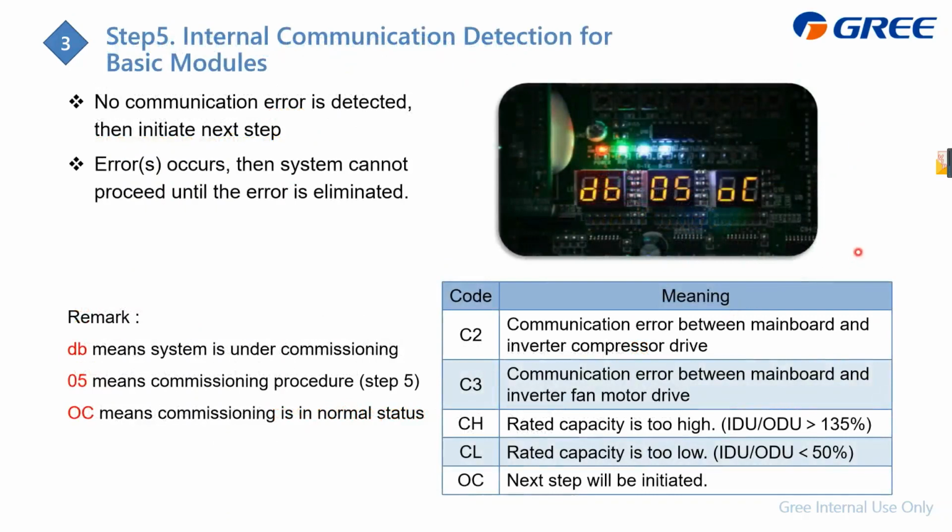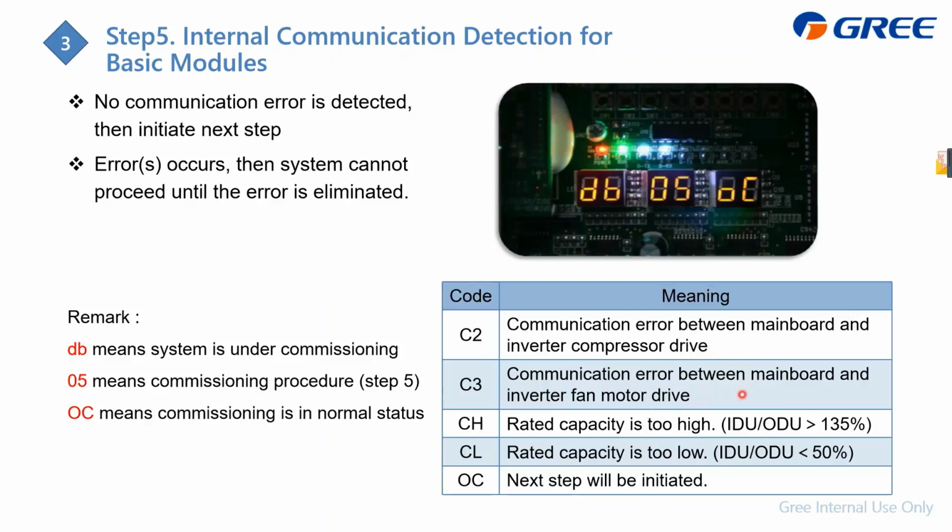For step 5, the unit detects the internal communication for the module. It means under step 5, the unit detects the communication of the outdoor unit, like the communication between the mainboard and the compressor drive board, and between the mainboard and the fan motor drive.